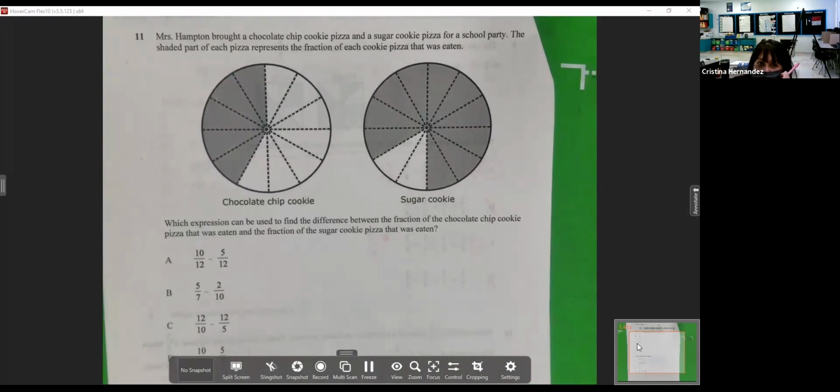The shaded part of each pizza represents the fraction of each cookie pizza that was eaten. So the shaded part shows how much was eaten. Elizabeth, you have a question? Which expression can be used to find the difference between the fraction of the chocolate chip cookie pizza that was eaten and the fraction of the sugar cookie pizza that was eaten?